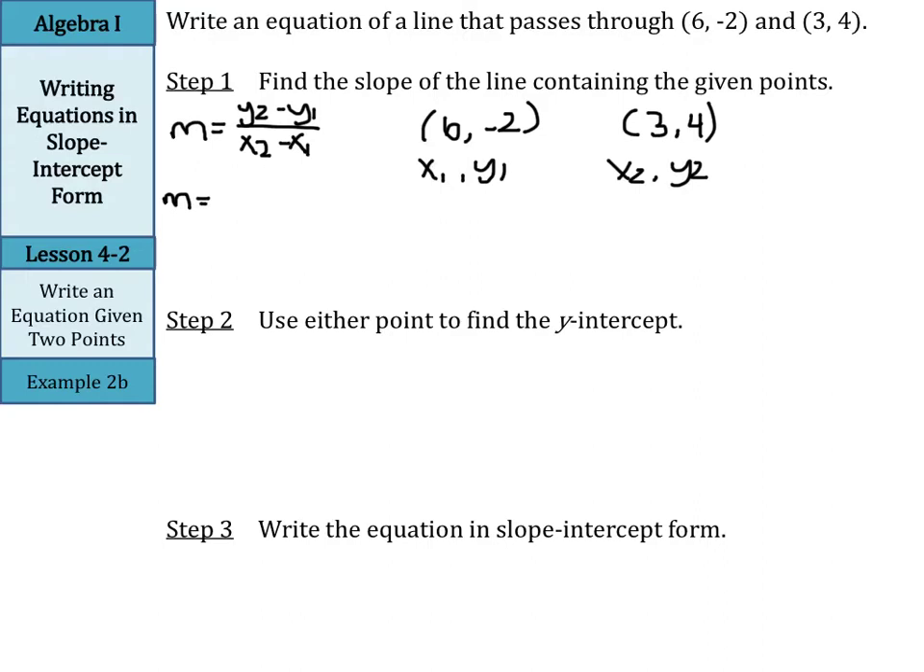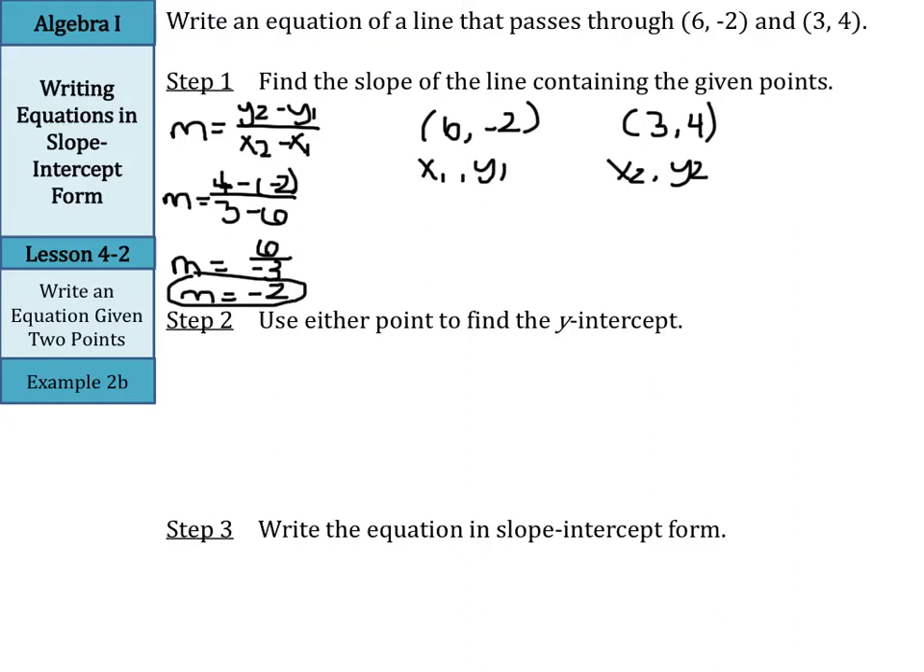So our y2 is going to be 4 minus a -2 over x2 is 3 minus our x1 of 6. 4 minus -2 is 6, while 3 minus 6 is -3. And 6 divided by -3 is -2.